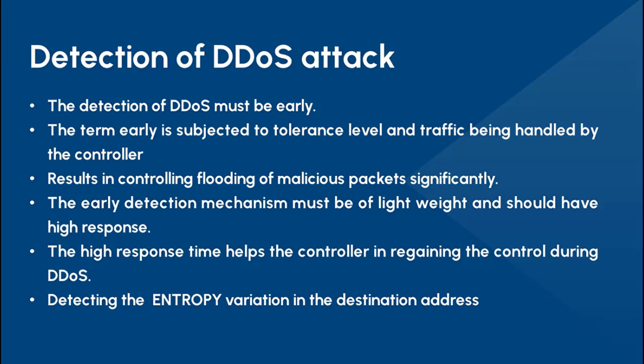The detection of a DDoS attack must be early. The term early is subject to the tolerance level and the traffic being handled by the controller. Early detection is needed because it significantly controls the flooding of malicious packets. The early detection mechanism must be lightweight and should have a high response. The high response time helps the controller regain control during the attack. Detecting the entropy variation in the destination address could be one of the possible solutions.